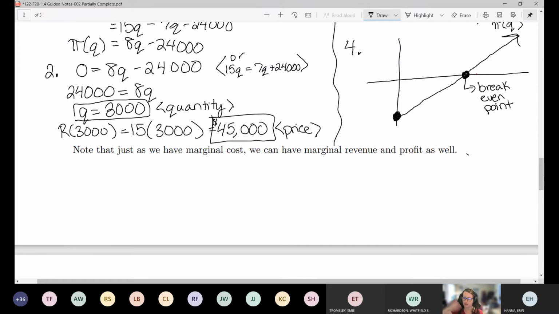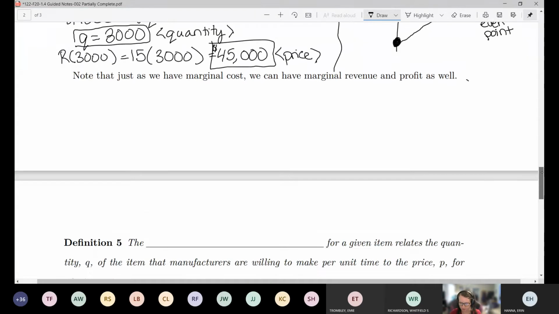So it's still that idea of telling you how much more, essentially what's happening to that function if you increase the quantity by 1. How much more is it costing you? How much more revenue are you getting? How much more profit are you getting? But that's mainly just to say that marginal isn't just a word associated with cost. It can also be associated with revenue and profit as well.